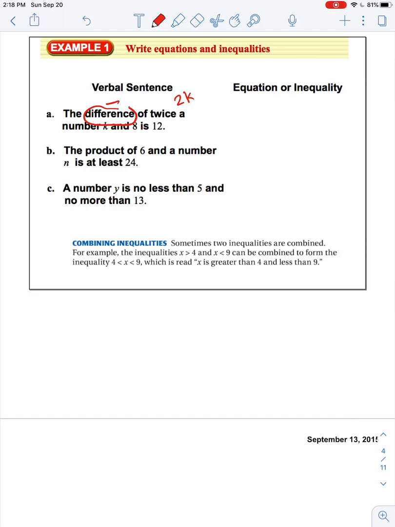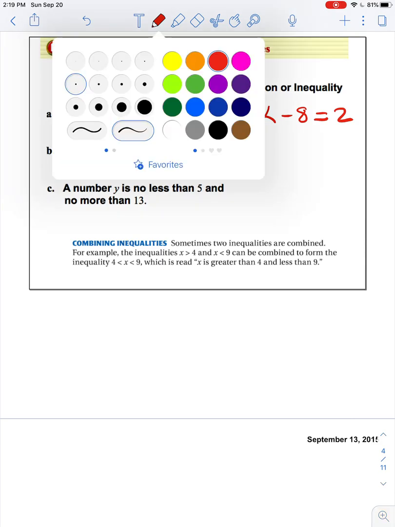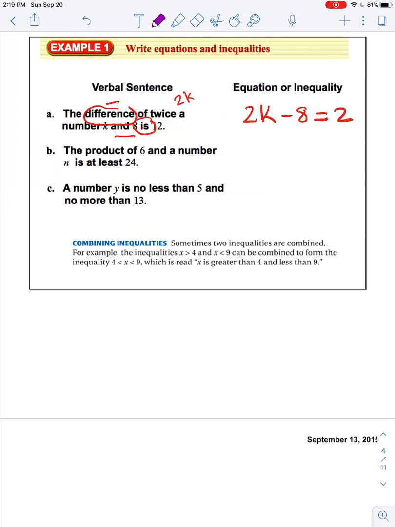So the difference of twice a number k and 8 is, there's the key word, 2. So twice a number k and 8, the difference, that's how I knew to use subtraction, is 2. So writing that equation is always really tricky, and so make sure that you're really practicing along with this, because this is a skill that I find that the high school kids struggle with.